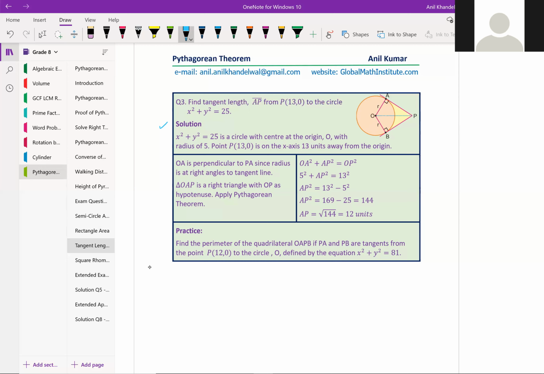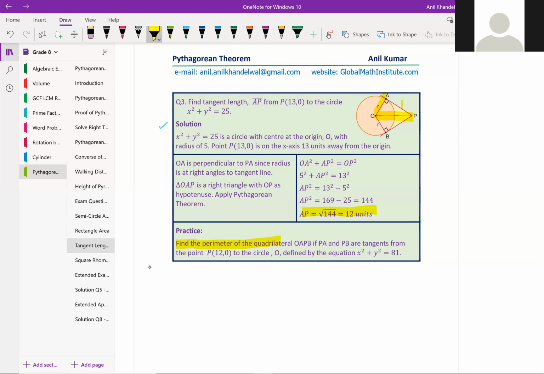Yes. So OA squared plus AP squared is OP squared. Plug in the values: the radius is 5, and OP squared equals 13 squared. Rearrange and get the answer, right? Square root this, and we get 12 units, correct? As such, this is also a Pythagorean triple. If you know it, we knew this is 13, that one is 5, the other number is 12. Do you see that?